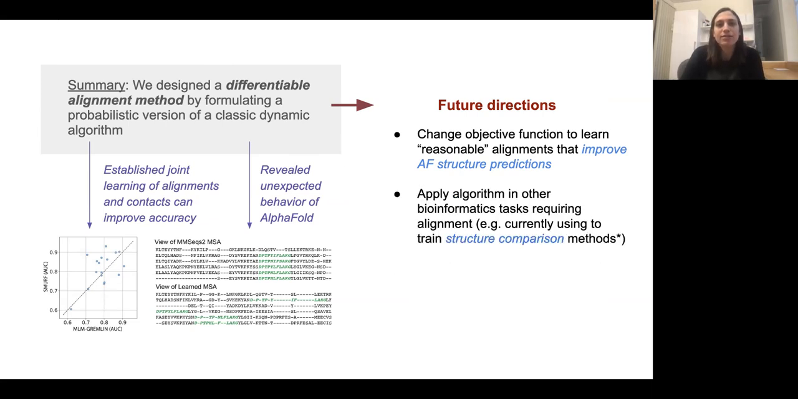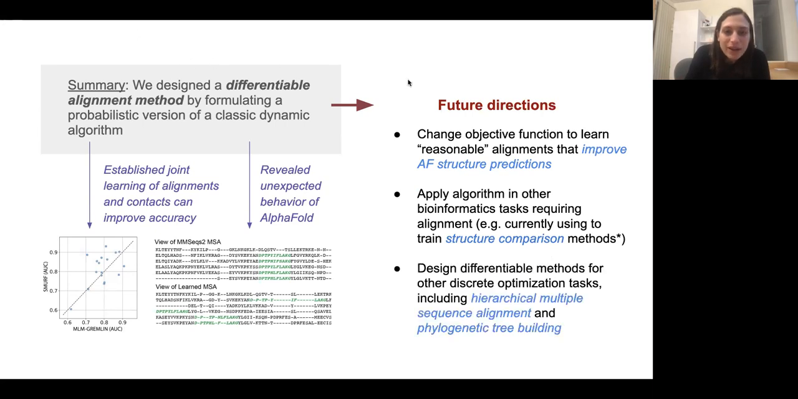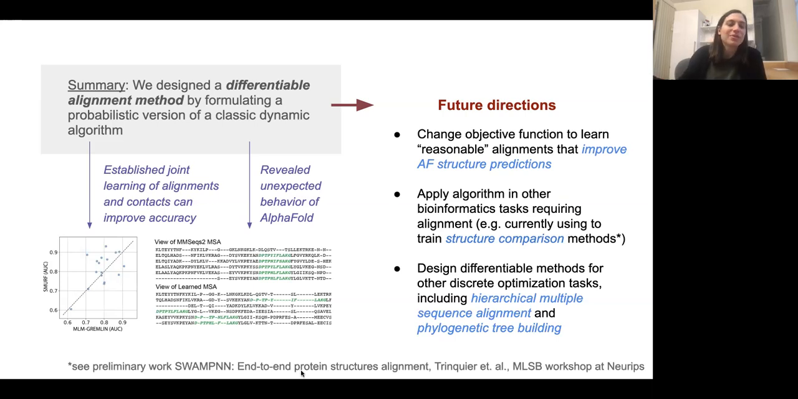The second is to apply this alignment algorithm in other bioinformatics tasks that require alignment. So I'm going to point to some current ongoing work of mine with a great group of co-authors. We're currently using our code to train structure comparison methods. Here's the MLSV workshop link for another application of this differentiable Smith-Waterman code.